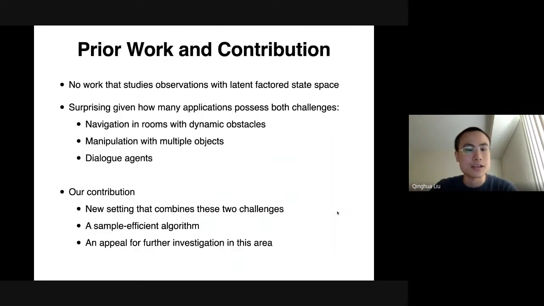Okay, so now let me quickly summarize what we have talked about so far. First, no prior works have studied rich observations and factored MDPs as a whole. Second, these two structures are actually quite common in real-world applications, and they often show up together. As a result, we are motivated to study these two challenges in one piece by designing some sample-efficient algorithms.